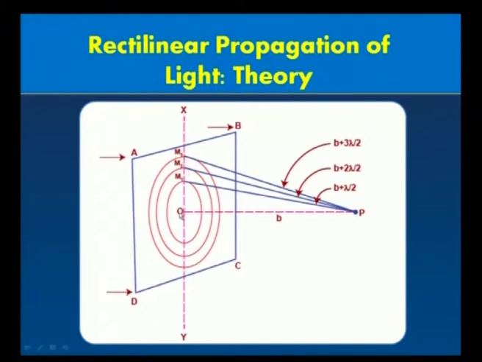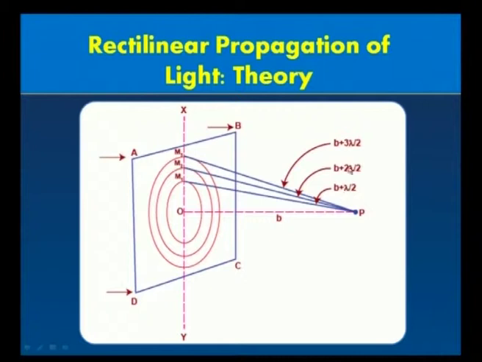What is the difference between the first zone? This is the first half period zone. This is the second half period zone. What is the difference between OM1 and OM2? OM1 is separated from P by B plus lambda by 2, whereas OM2 is separated by how much distance? B plus 2 lambda by 2.